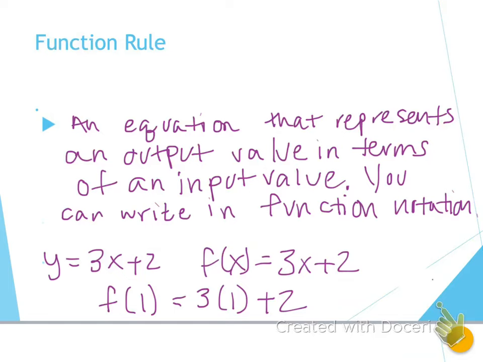Okay, now we're talking about the function rule. Function rule: an equation that represents an output value in terms of an input value. You can write it in function notation. So it's basically when you have this f of x here. We're going to be plugging input values, so x values, in, to find our output value, or our y values.